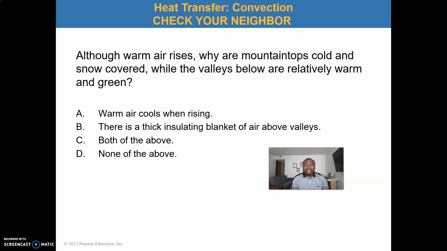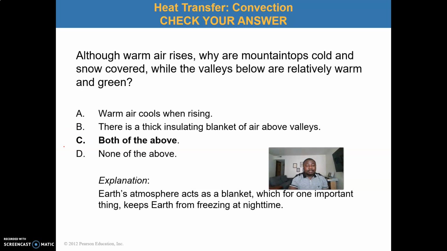There is a thick insulating blanket of air above the valleys. Yes. So the answer here will be C, both of the above, because the atmosphere has a blanket. For example, just imagine that the Earth's atmosphere had no blanket. It means that we would lose all the heat that we have. If we lost that, everybody on earth would freeze to death. So the earth's atmosphere has a blanket such that the heat that goes out is reflected back into the earth, and we have this balance in the cold and the heat for human beings to be able to survive on planet earth.